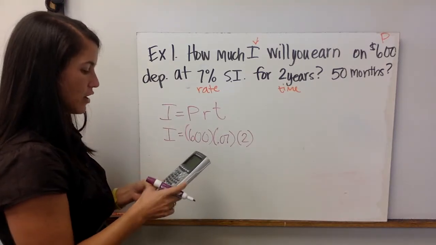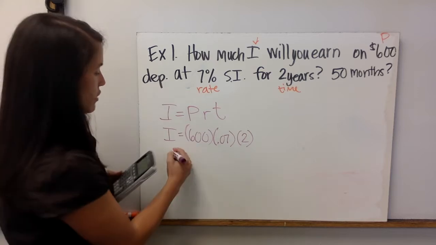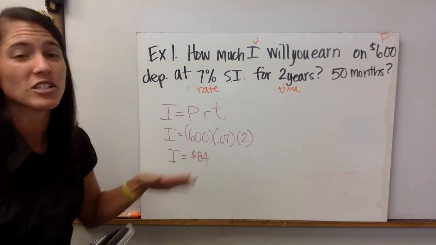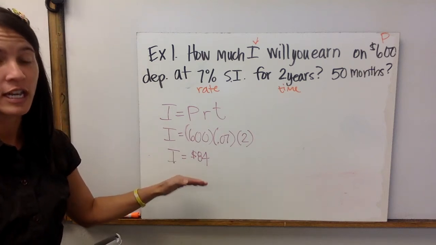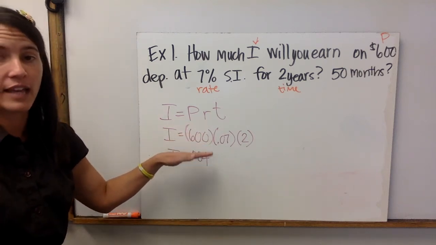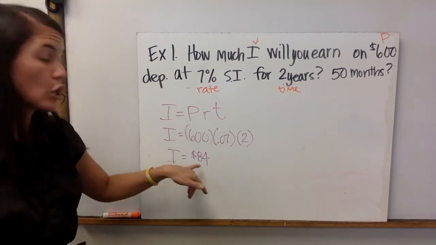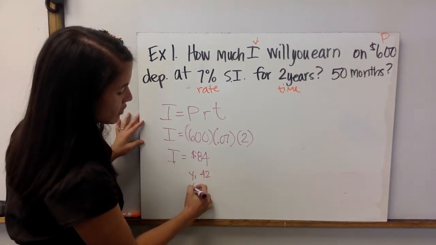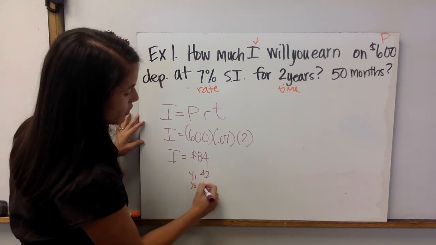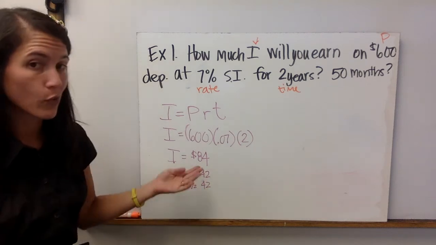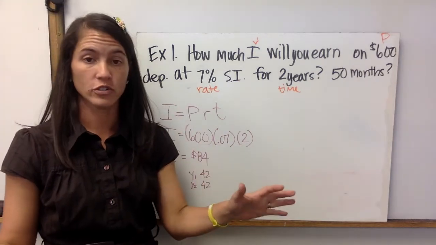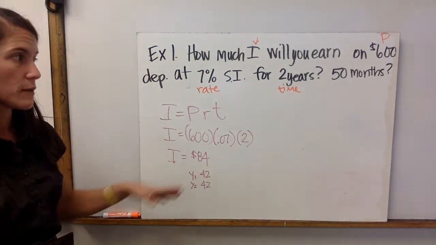600 times 0.07 times 2. So my interest is $84. That's how much interest I've earned. I already put $600 in the bank. So we earned this over 2 years. That means in year 1, we earned $42. And in year 2, we could have earned another $42. But that is $84 over the 2 years. That's how much interest we've earned.